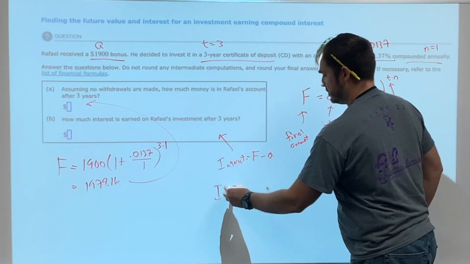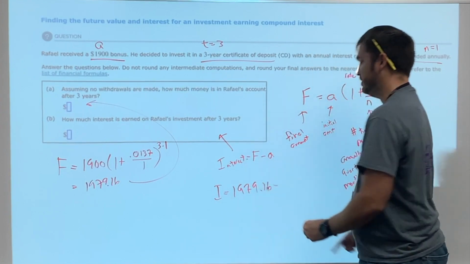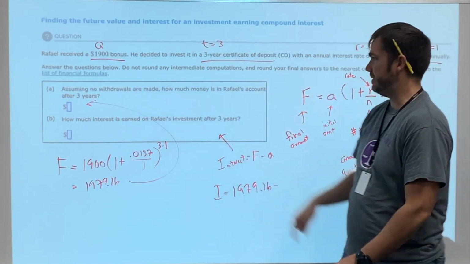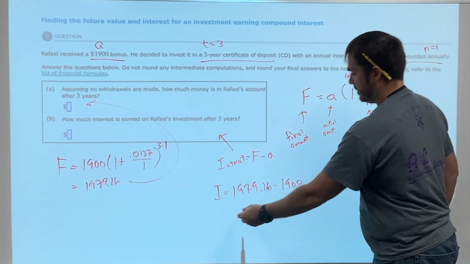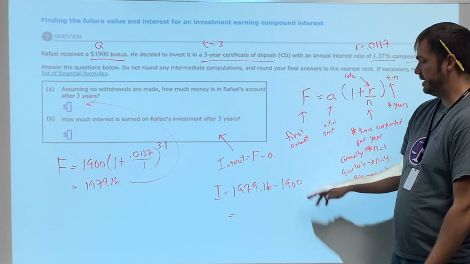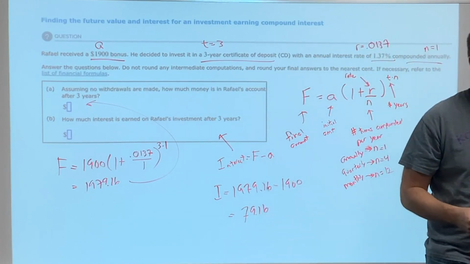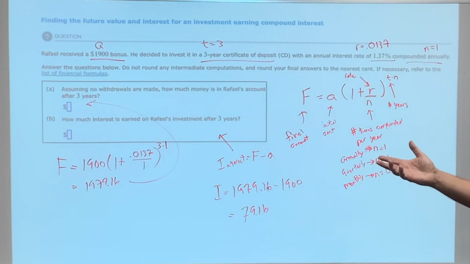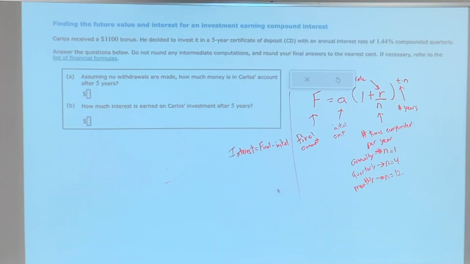If we want to figure out how much interest was earned on the account, well, the interest is equal to the final amount, 1979.16, minus A, the initial amount, which was 1900. And this part I can actually just do in my head. I can see the difference between 1979.16 and 1900. It's just going to be 79.16.